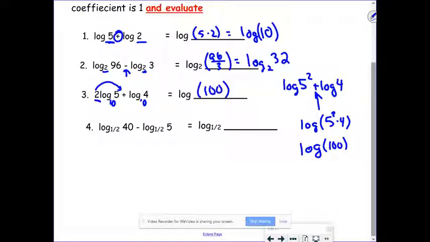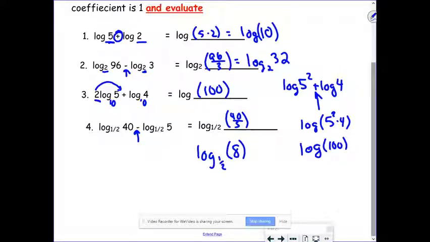In number 4, my base is 1/2 here. They're the same. So it's subtraction, which means I can write it as division here. That's going to be log base 1/2 of 40 over 5, or log base 1/2 of 8 here. At this point, it didn't ask you to evaluate it, so you could leave it like this.